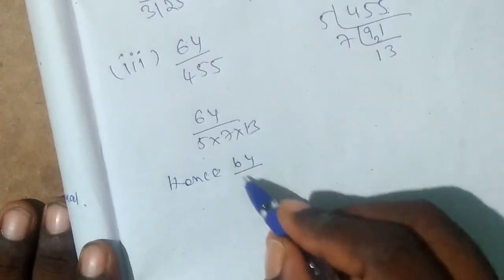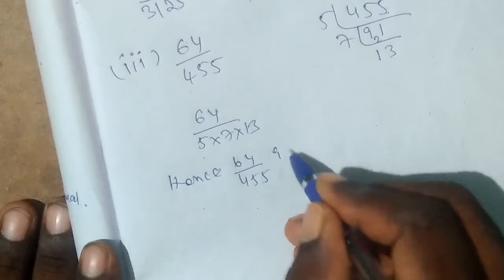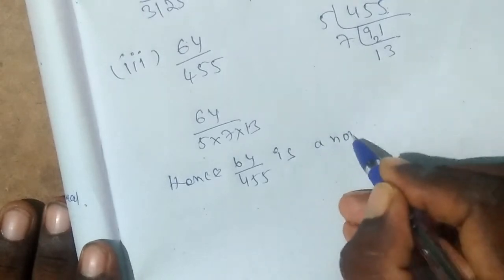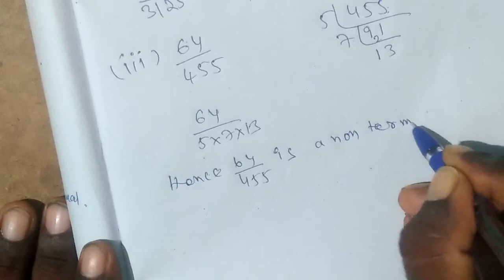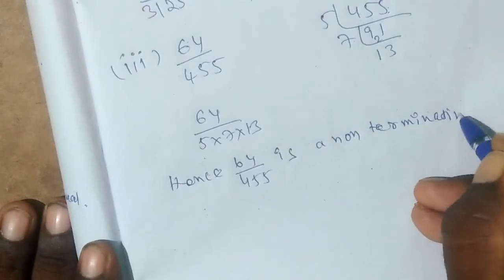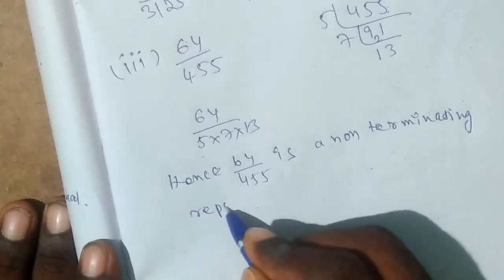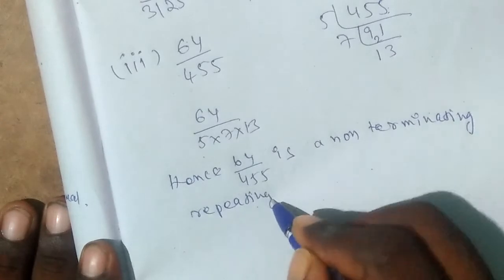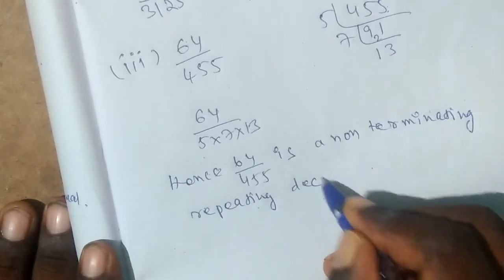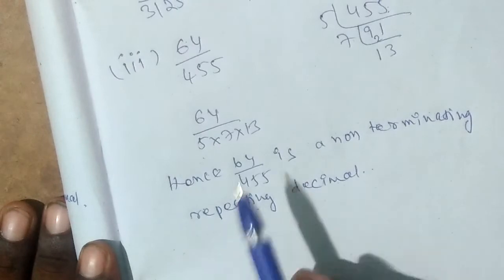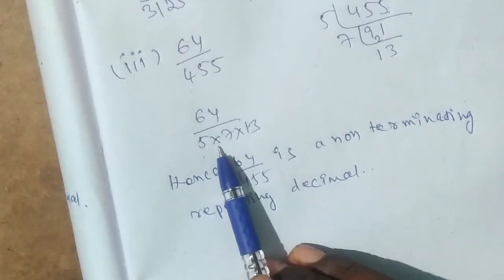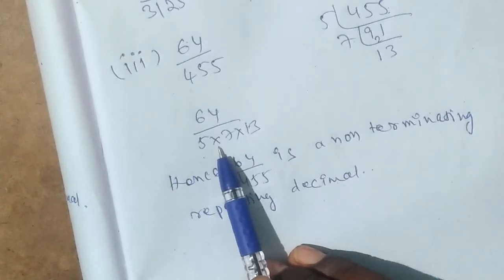64 by 455 is a non-terminating repeating decimal. Why? Because here it is not only in the form of 2 to the power of n, 5 to the power of m. If it is 2 to the power of n, 5 to the power of m, then only we get the terminating decimal.